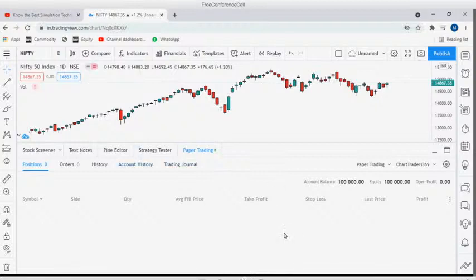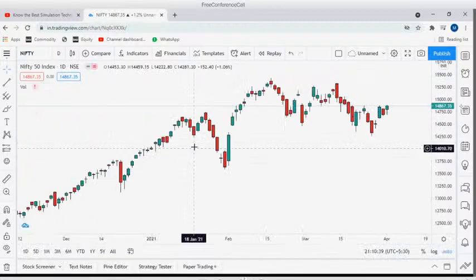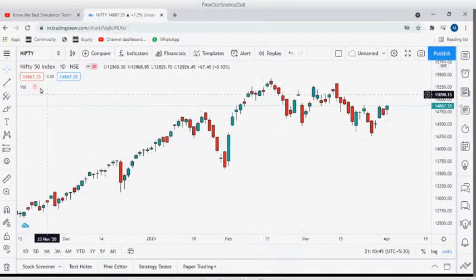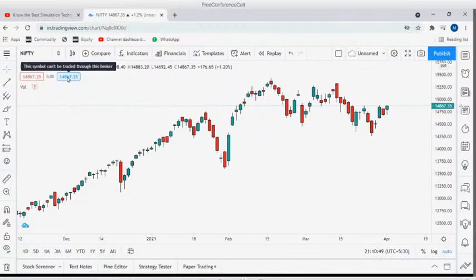Once you log in, you will get something like this. I'll just drag this down because we'll now see how to use the simulation technique. You'll see the price showing in one red and one blue. This is like you can buy and sell. Blue is for buy and red is for sell.